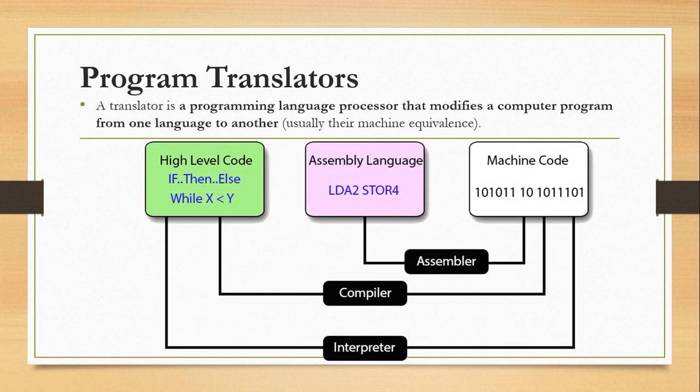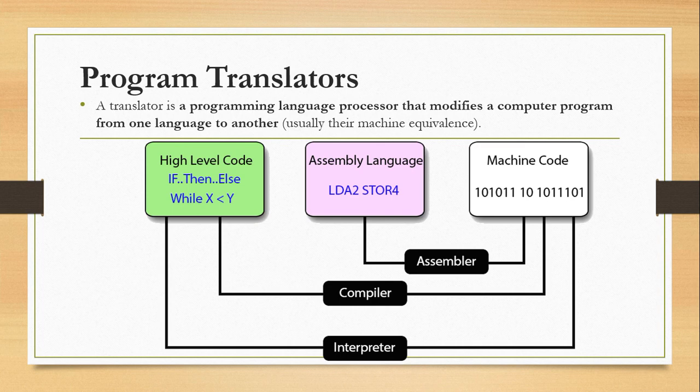Now if we go further to illustrate the high level language and the assembly language and how they are translated into their machine equivalent or machine code, you can see from the illustration that the assembly language uses the assembler to convert its source code into machine code. But the high level language can either use a compiler or an interpreter. These two are both translators that translate from high level language to machine code, but they do the work in different ways.